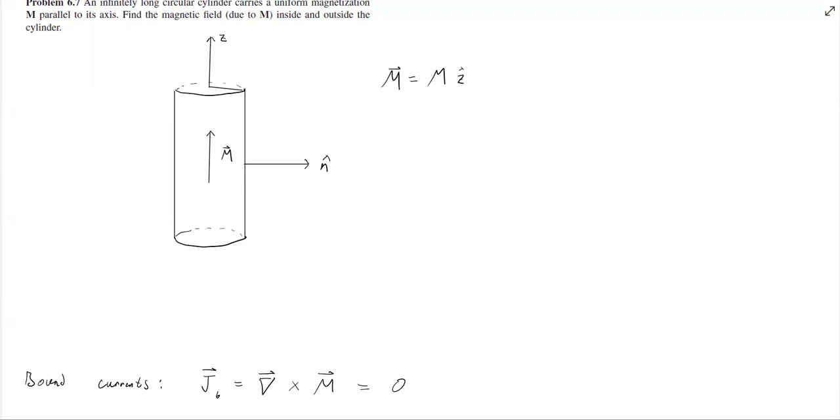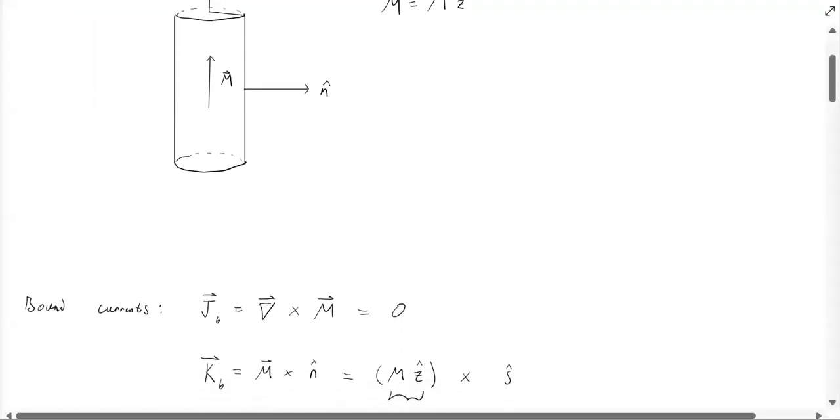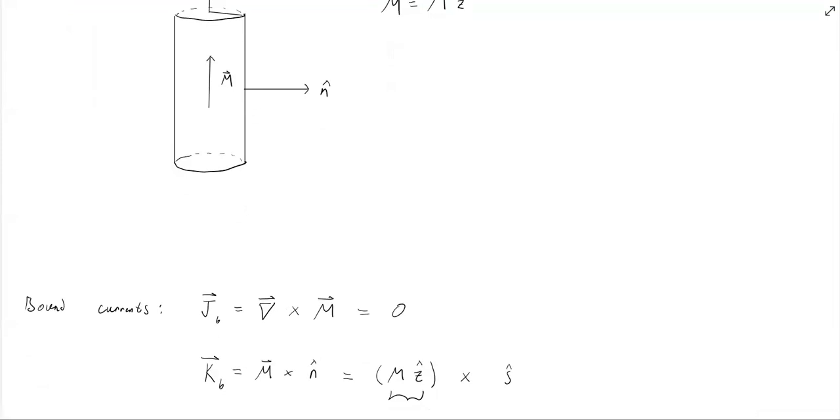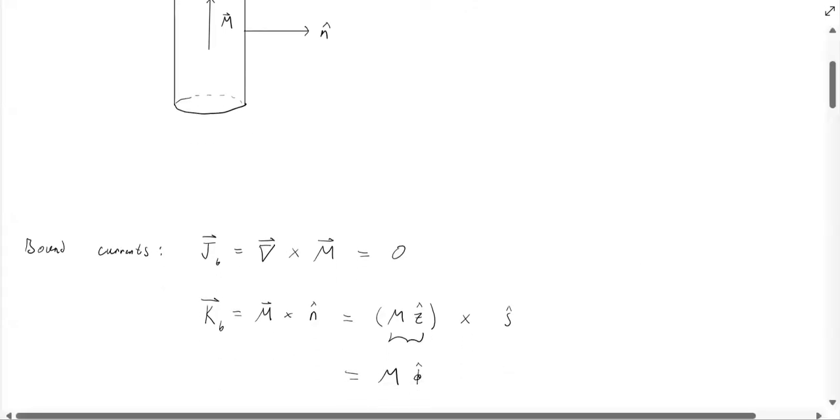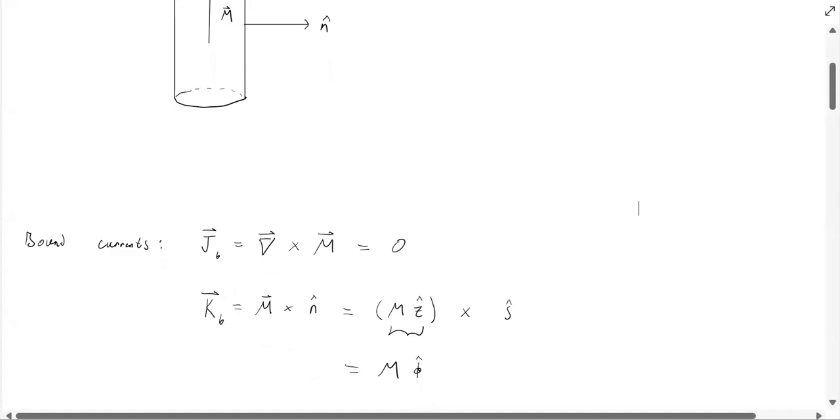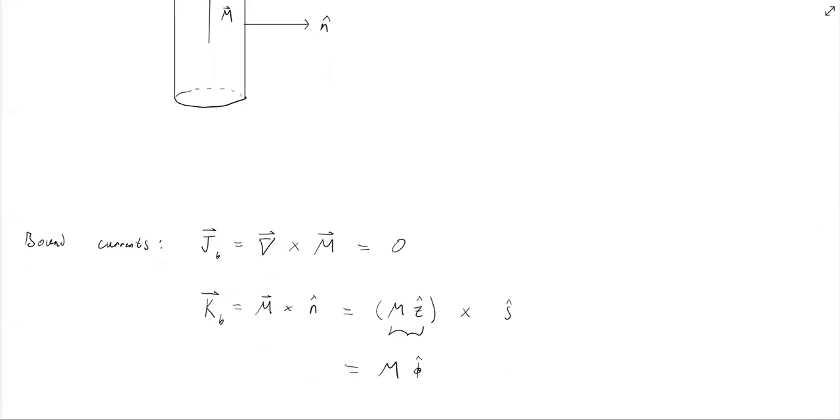The surface current is the vector K_b equals our M vector crossed with the n hat direction. Plugging in for M crossed with s hat, as we said earlier, our normal vector points in the radial direction, s hat. In cylindrical coordinates, z hat cross s hat is phi hat, the circumferential direction. So we note here that our only bound current is the surface current.